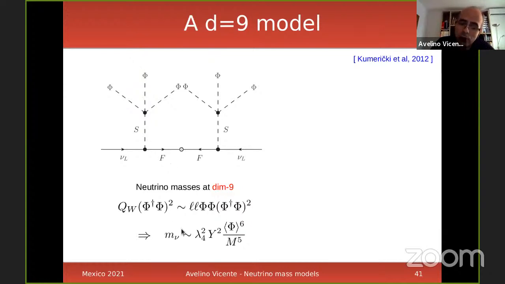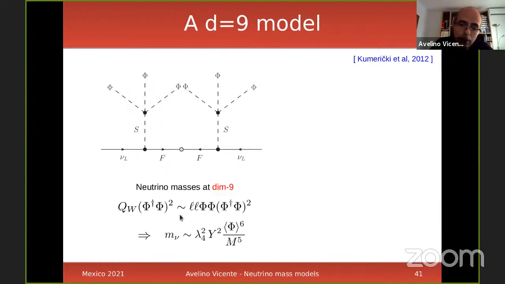Then thanks to that, you get a formula for neutrino masses, which is basically Yukawa squared. You have the Yukawa here and here, lambda 4 squared. You have lambda 4 here, lambda 4 here. Then 6 Higgs vevs. You can see immediately that they come from these Higgses.